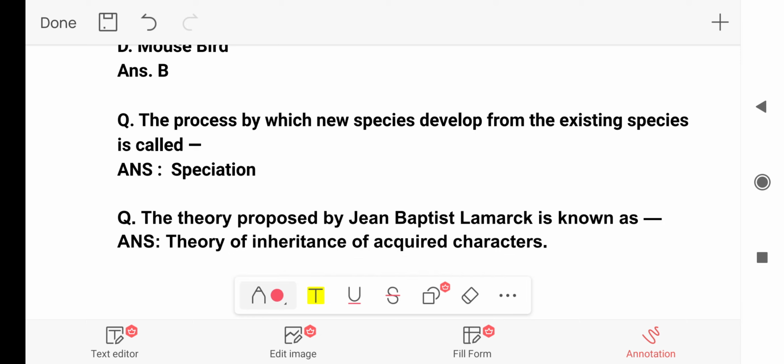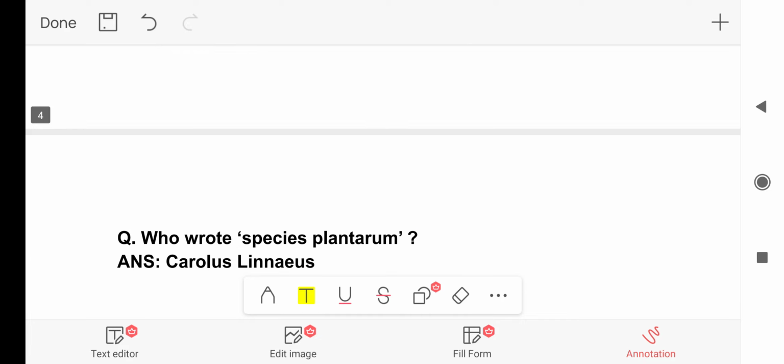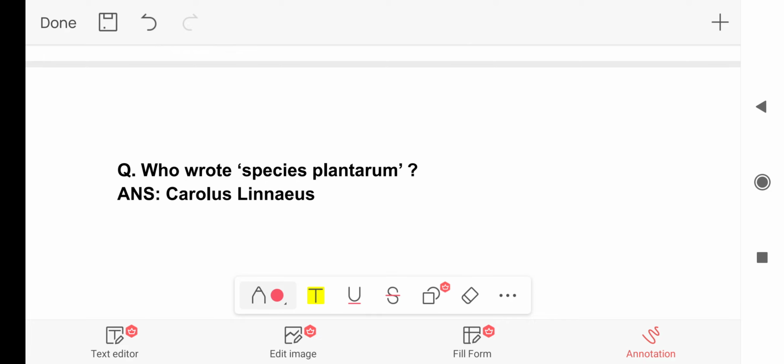Next, the process by which new species develop from the existing species is called speciation. Next, the theory proposed by Jean-Baptiste Lamarck is known as the theory of inheritance of acquired characters. Next, who wrote Species Plantarum? And the answer is Carolus Linnaeus.